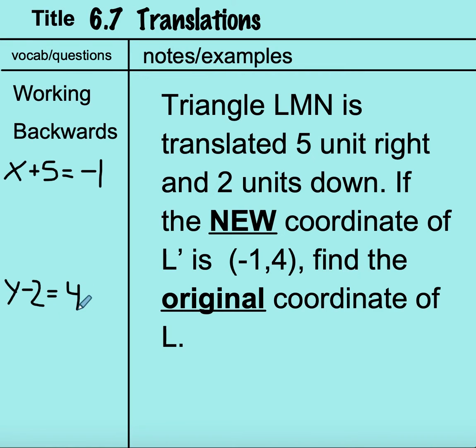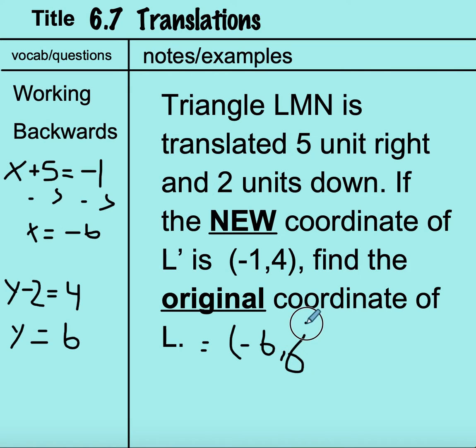Okay, so if I solve these pretty simple equations, I would subtract 5 from both sides here, and I would get x equals negative 6. To solve this one, I would add 2 to both sides, and I would get y equals 6. So that means the original coordinates of L were negative 6, 6. Okay, so we'll have one example like that for you to try before we conclude our video. Good luck.